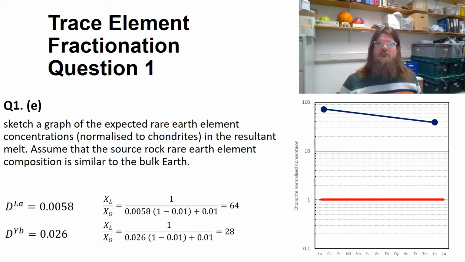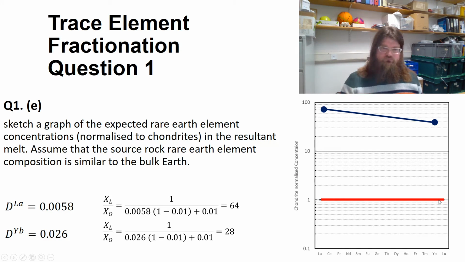So if we have a source rock that has the same composition as the bulk earth, we can assume that it should have roughly the same concentration as the chondrites. Then if we take that concentration and divide it by the concentration in chondrites, we should get 1. And that's what's shown by this red line here. I didn't ask you to draw this red line, but this is just to point out where our starting source rock normalized concentration would be.